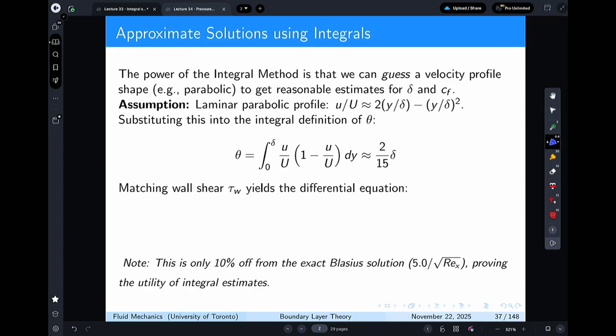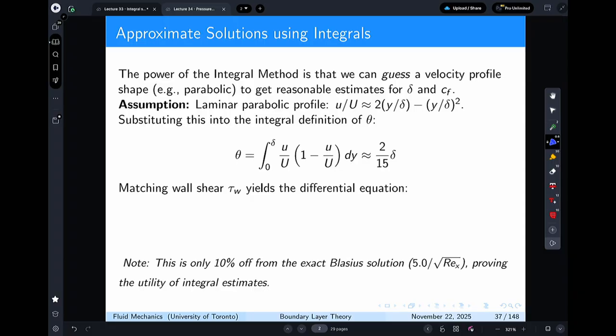Next slide. The problem with defining momentum thickness is that I can't really define it easily right away. Maybe I should flip these around. Anyways, I have momentum thickness, which is going to be related to boundary layer thickness. You integrate from 0 to delta, u over u infinity times 1 minus u over u infinity, dy.